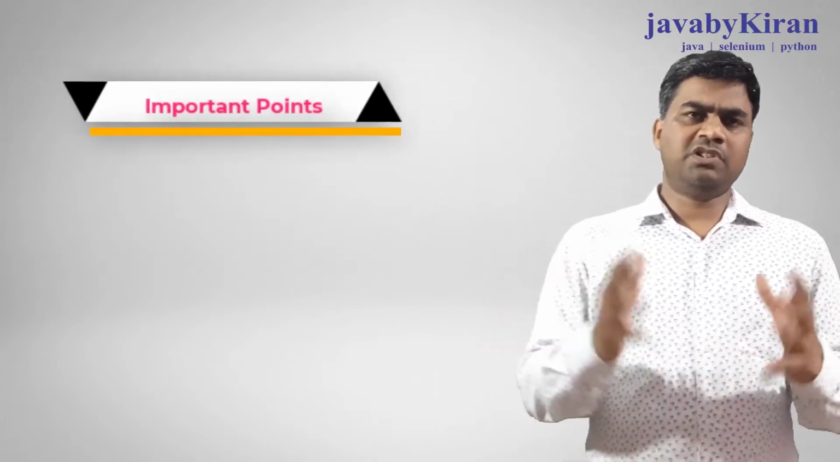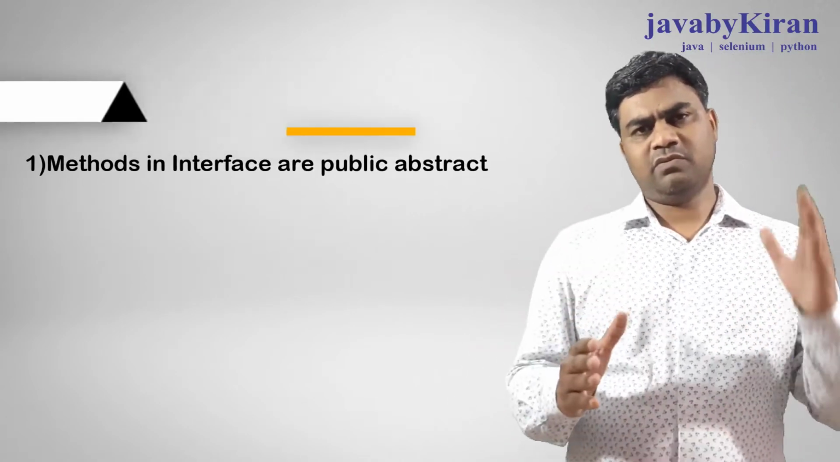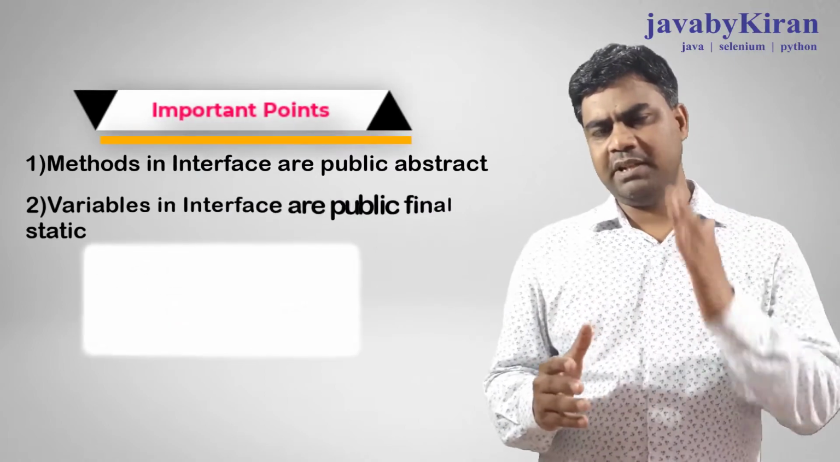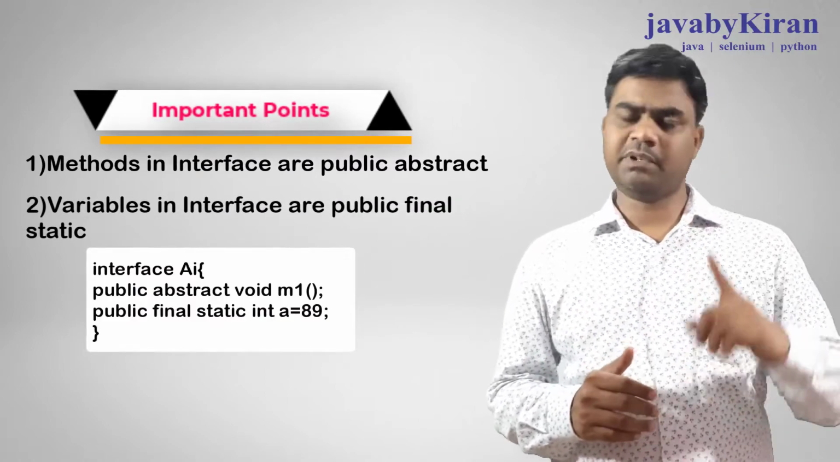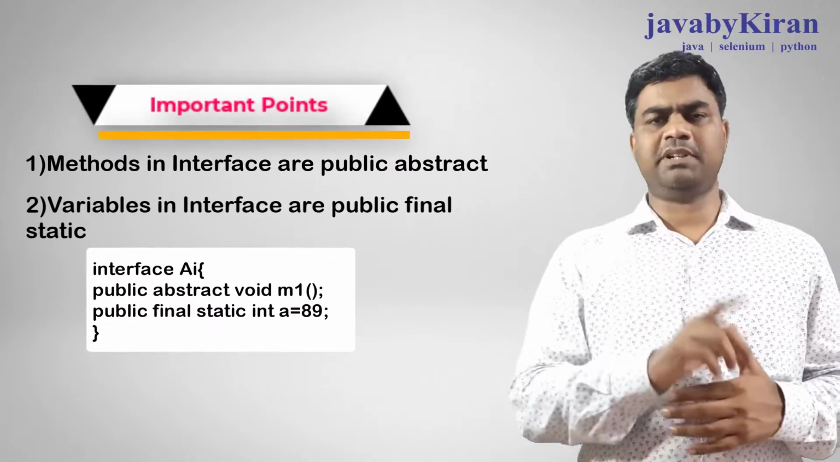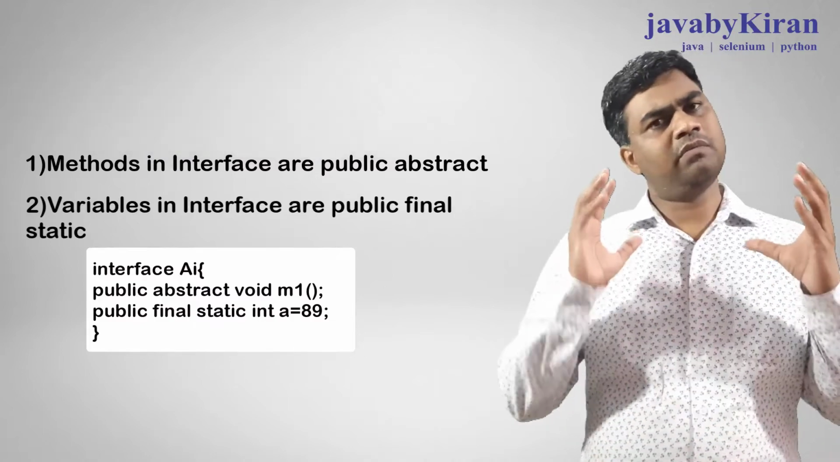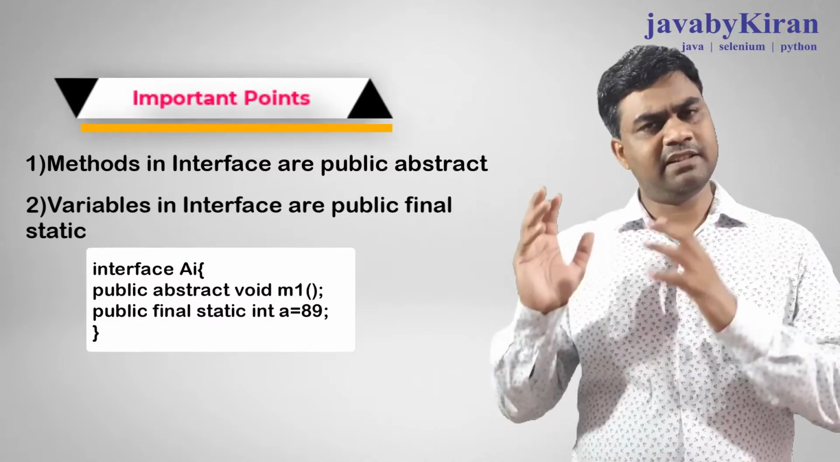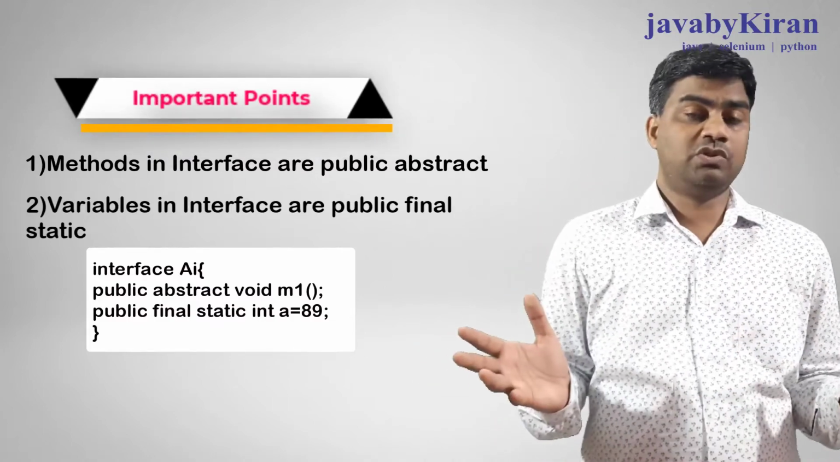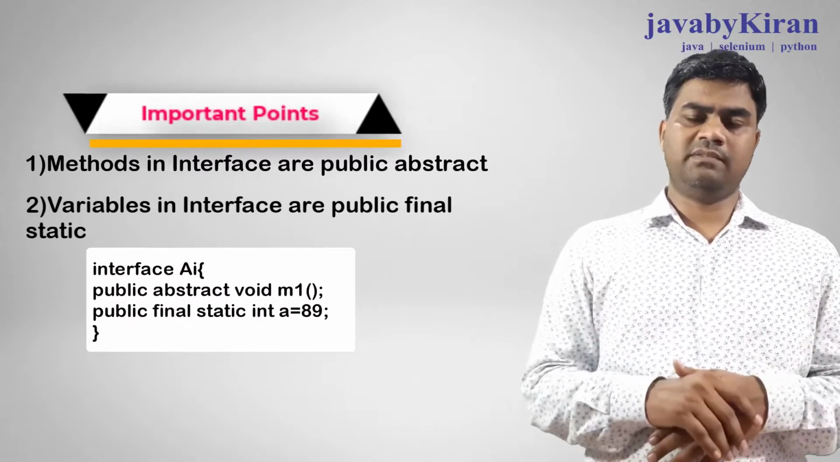In interface, you must remember one more thing. Interface have methods which are always public and abstract. If you want to write access specifier, you must use that as public, not private, not default, not protected, always public. In case of variables, these are always public, final, static. You can use those as constants as well.